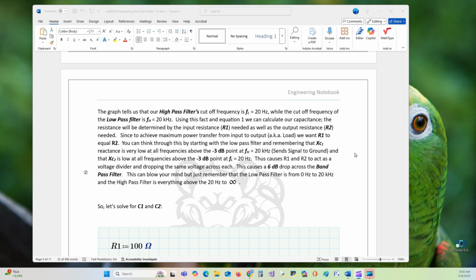This causes R1 and R2 to act as a voltage divider, dropping the same voltage across each. This also causes a 6 dB drop across the bandpass filter. Can you tell me why? This can blow your mind, but just remember that the low-pass filter is from 0 Hz to 20 kHz, and the high-pass filter is everything above 20 Hz to infinity.